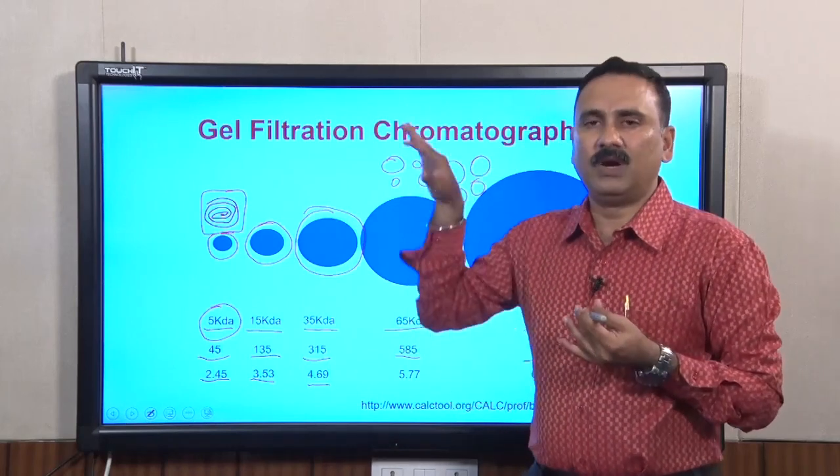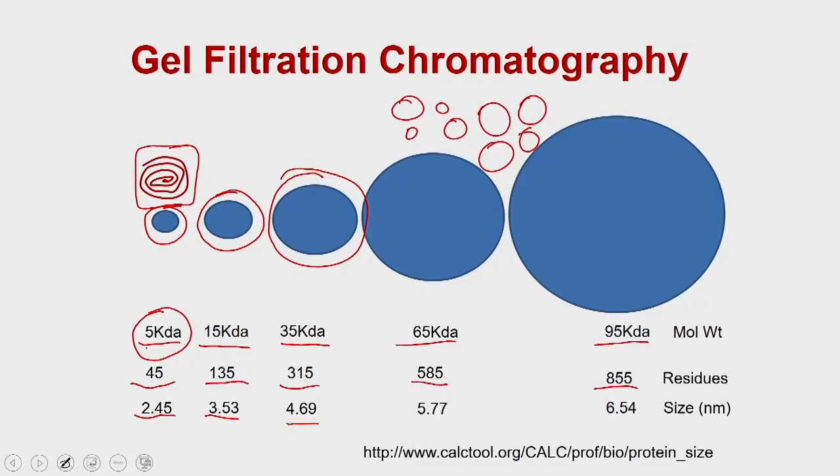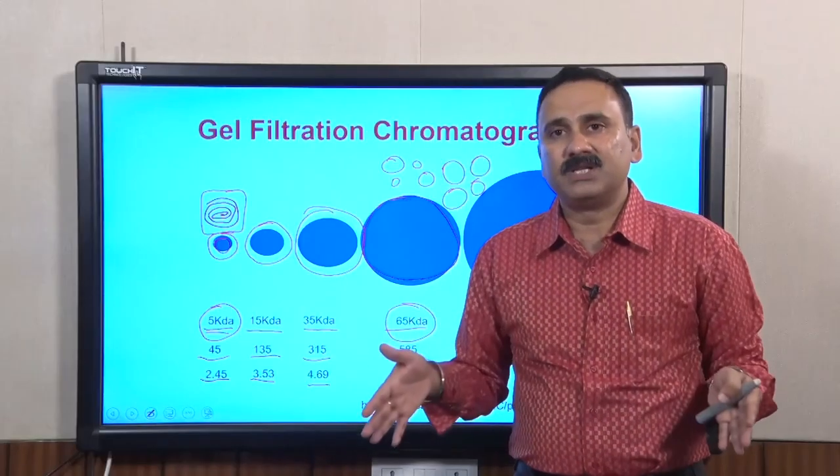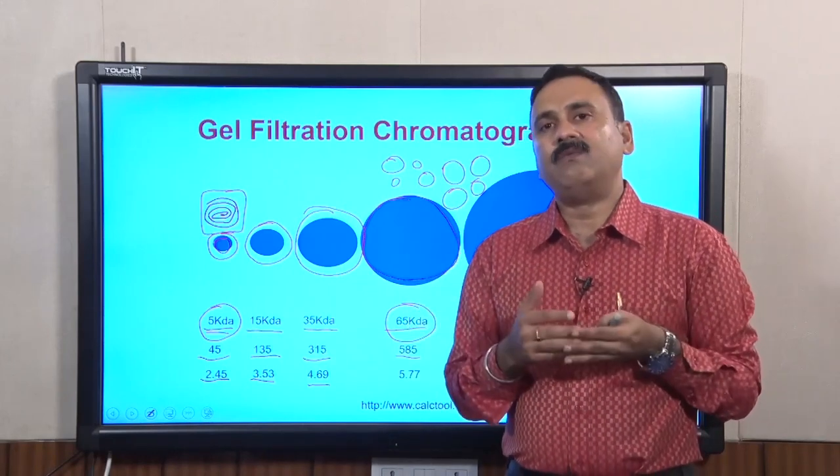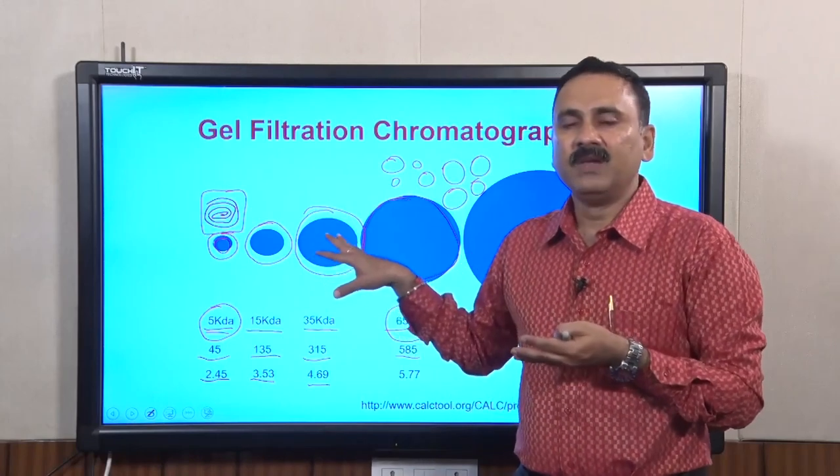In general terms, if you want to separate a protein of 5 kilodalton from one of 65 kilodalton, you can see that the 65 kilodalton protein has this diameter compared to the 5 kilodalton, which has this diameter. If you have a mixture of these two proteins, you can simply take filters of two different diameters, one corresponding to 5.77 nanometer and the other to 2.45 nanometer. If you filter the mixture using these two filters, the two proteins are going to be separated from each other, and this is exactly what gel filtration does. It has funnels of different pore sizes, and based on that it filters these molecules.